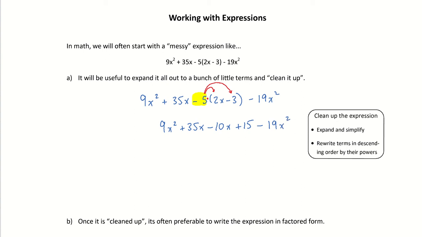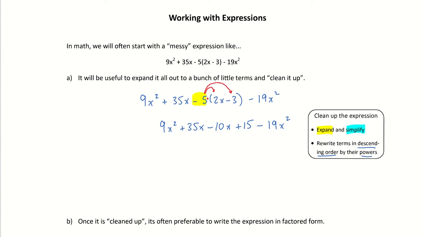So what I've done there is I've expanded. Expanding means just do all the little multiplications that are embedded within the expression. Next thing I want to do is I want to simplify. That is, I want to gather all my like terms and put them together. And I also want them in a certain order. I want them in descending order by their powers.